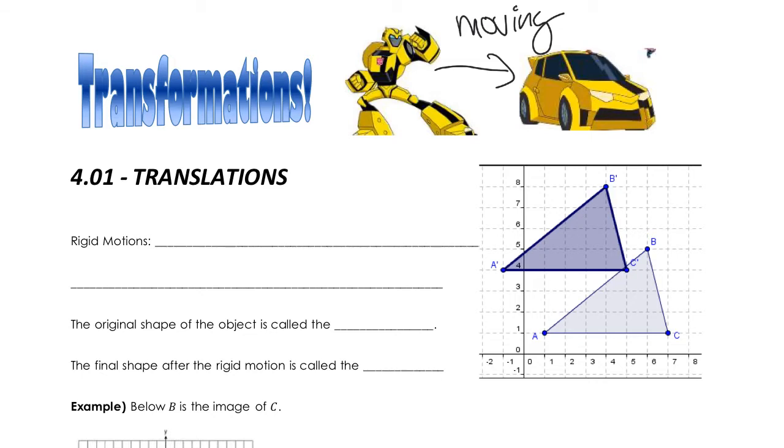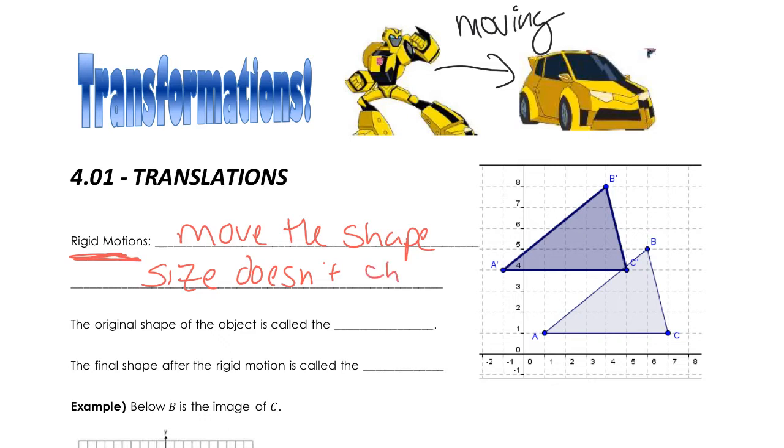And there's multiple types of transformations. And a few of them are called rigid motions because we're going to move the shape on the coordinate grid, but the size doesn't change. So a rigid motion is when we move the shape, but the size doesn't change. Rigid means stiff or like not changing, right? If something's rigid, it's hard, it's not going to change. And motion means moving. So the shape is moving, but it doesn't change the size.